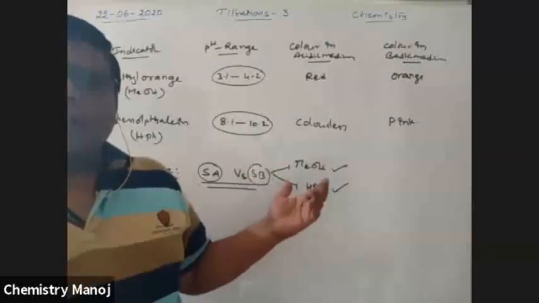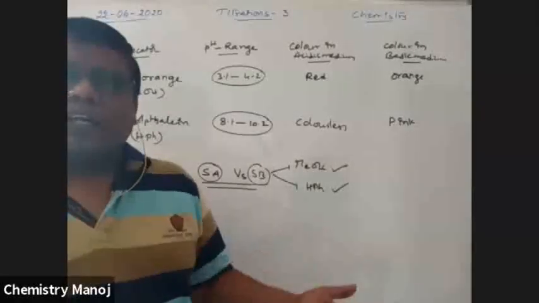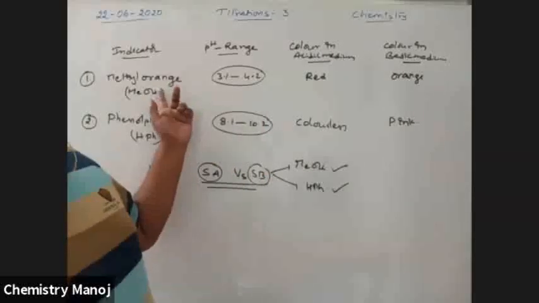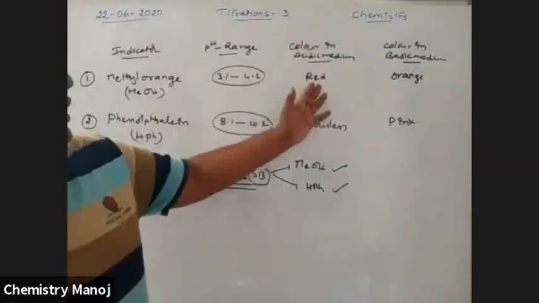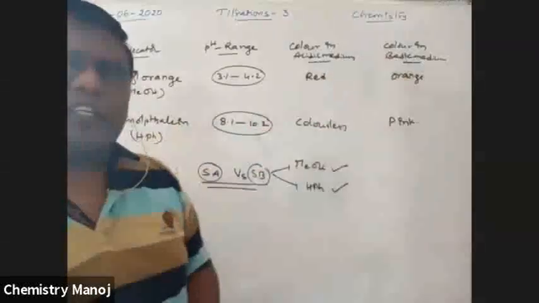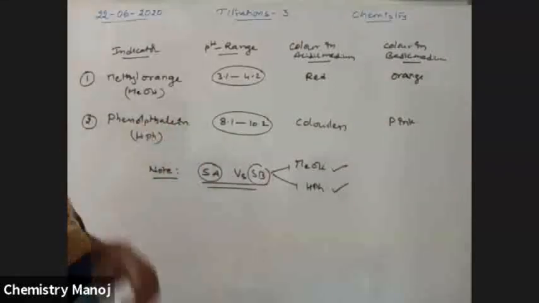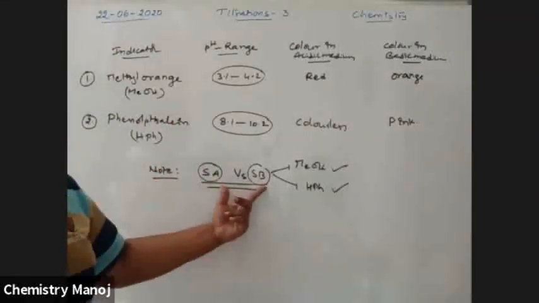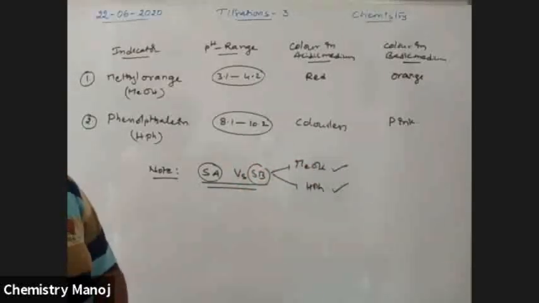What are indicators? These are nothing but weak organic acids and bases. They have different colors in different media. Those are methyl orange indicator and phenolphthalein indicator. Methyl orange in acidic solution is red in color, in basic solution orange in color. Phenolphthalein is colorless and pink in color. If acid and base are both strong, automatically both these indicators can be used.